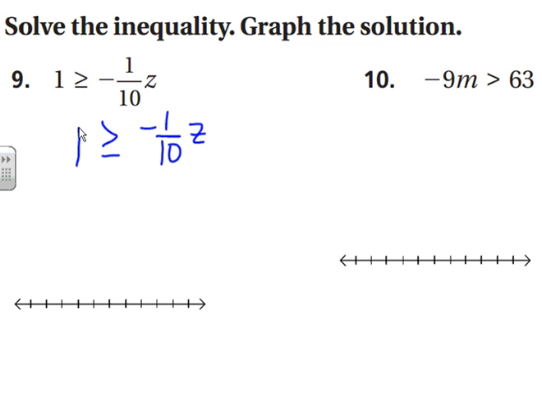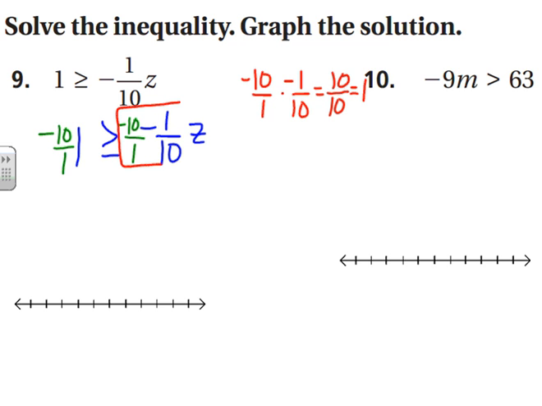So if I put that in here, negative 10 over 1 on both sides, okay, you can see that negative 10, and I'll rewrite it over here, negative 10 over 1 times negative 1 over 10. Negative 10 times 1 is 10. 1 times 10 is 10. And 10 divided by 10 is 1. So this expression right here will simplify down to 1.